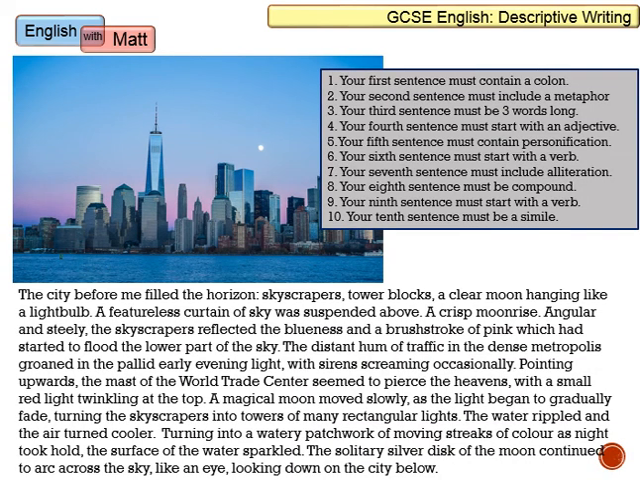The city before me filled the horizon, skyscrapers, tower blocks, a clear moon hanging like a light bulb. A featureless curtain of sky was suspended above. A crisp moonrise. Angular and steely, the skyscrapers reflected the blueness and a brushstroke of pink which had started to flood the lower part of the sky.